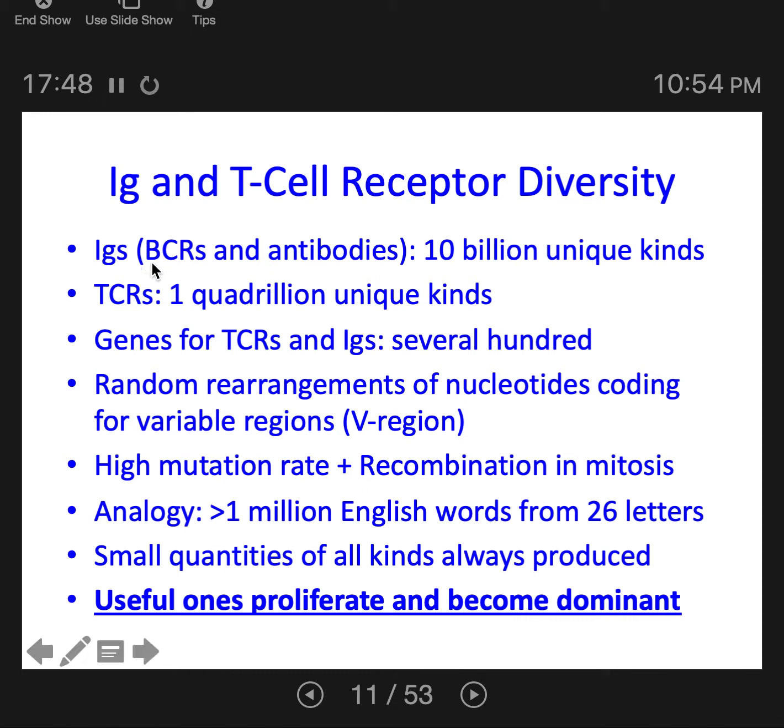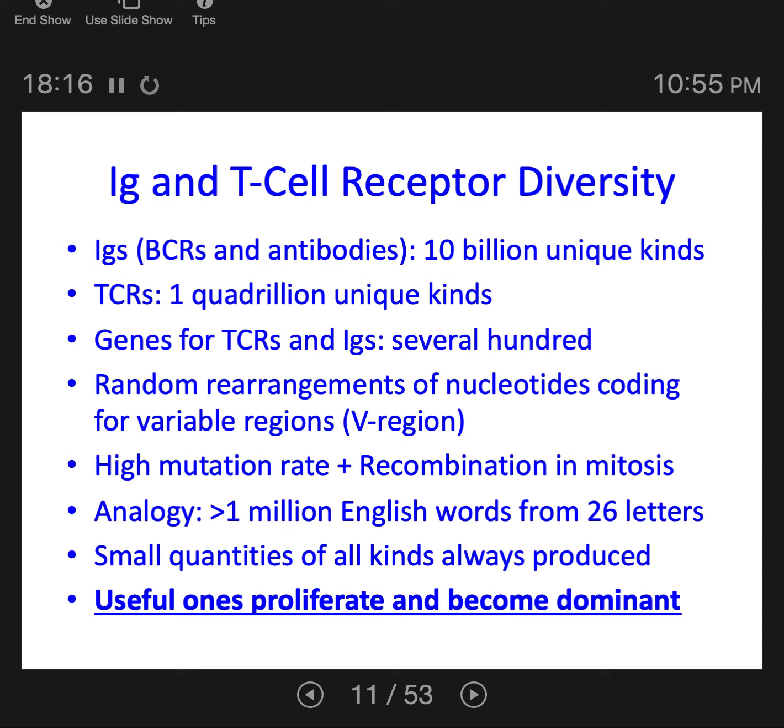So B cell receptors are produced by B cells, but you also have T cells, of course. T cell receptors also have binding sites for pathogens, and there are 1 quadrillion unique kinds of T cell receptor binding sites. So between T cell receptors and B cell receptors, there is basically no pathogen that your immune cells can't bind to through these receptors.